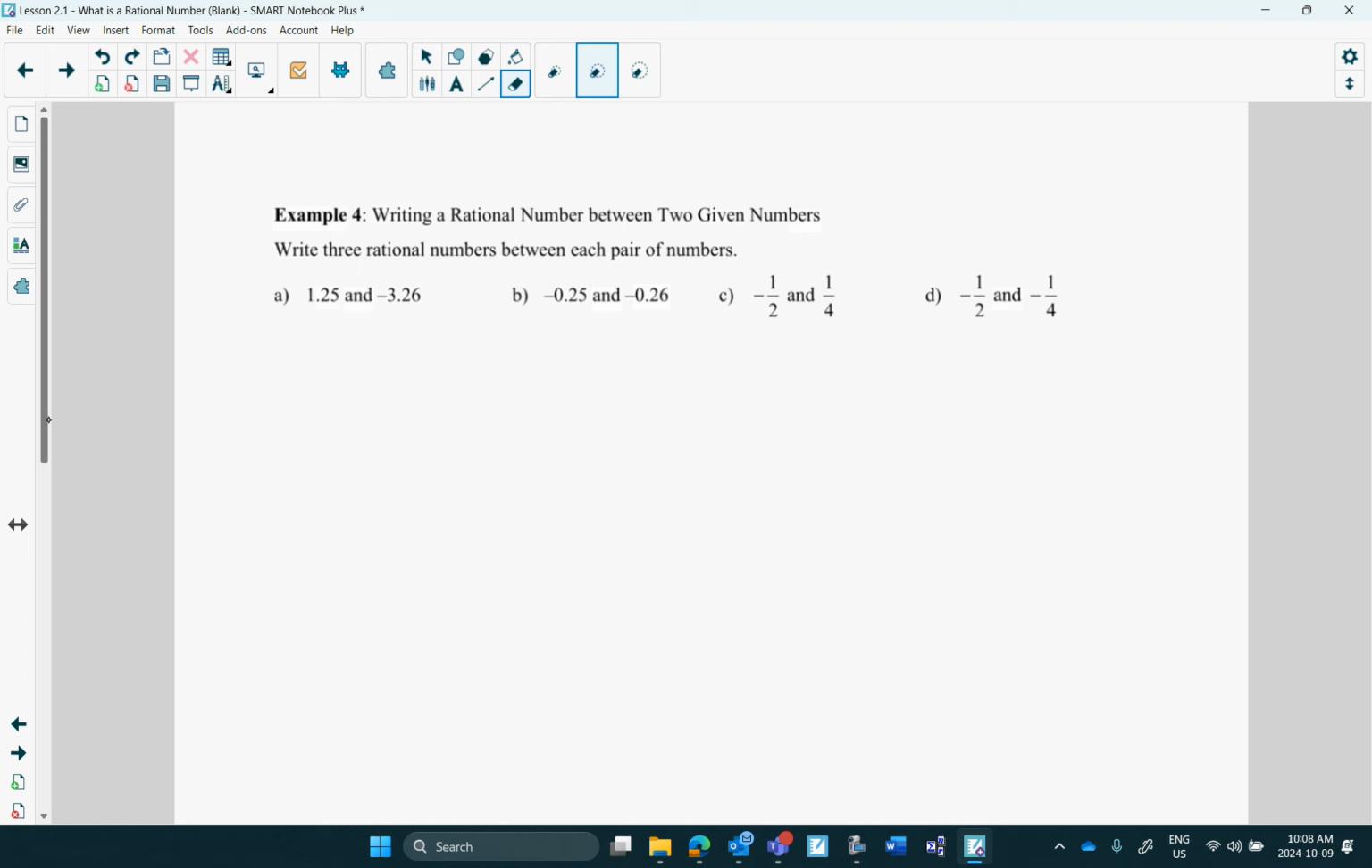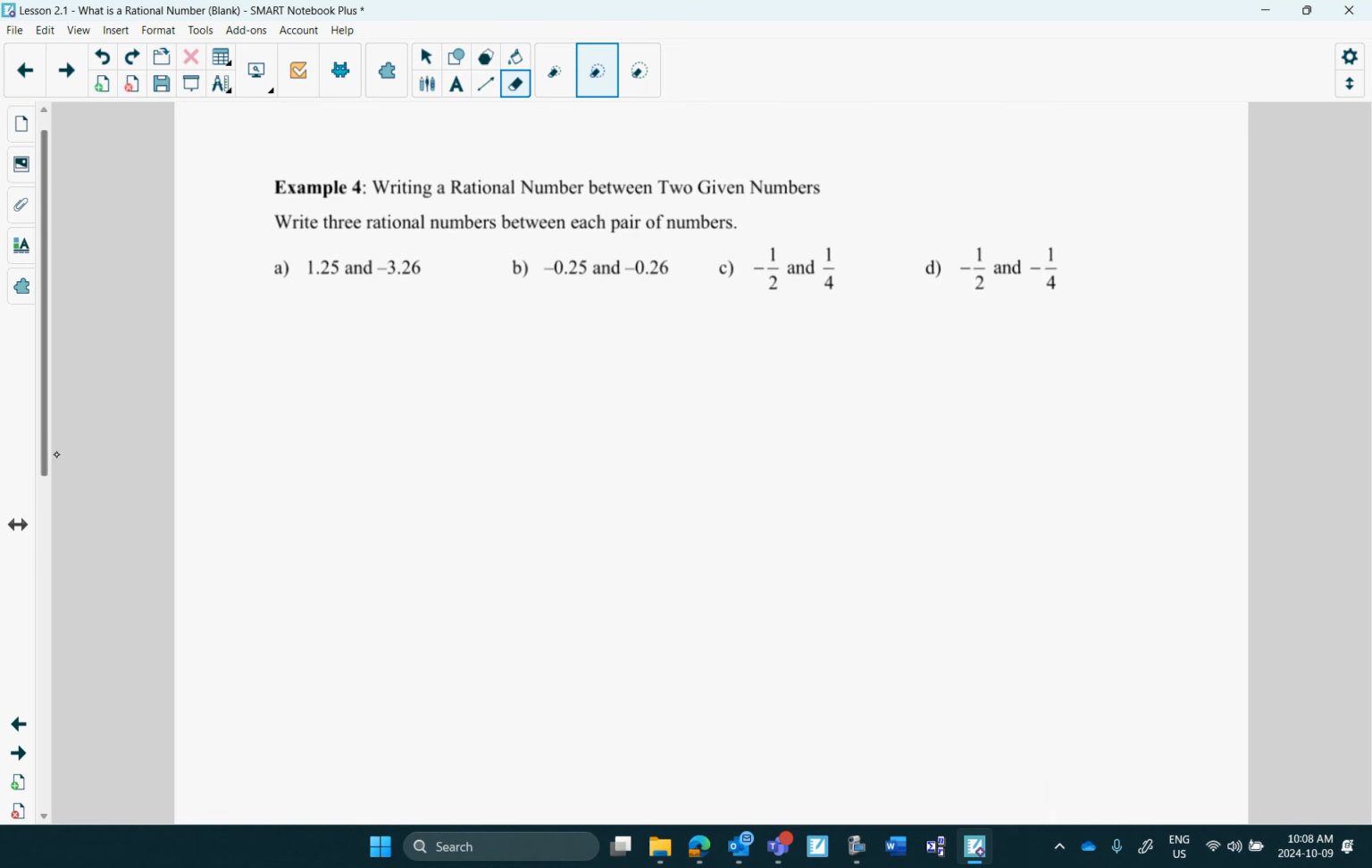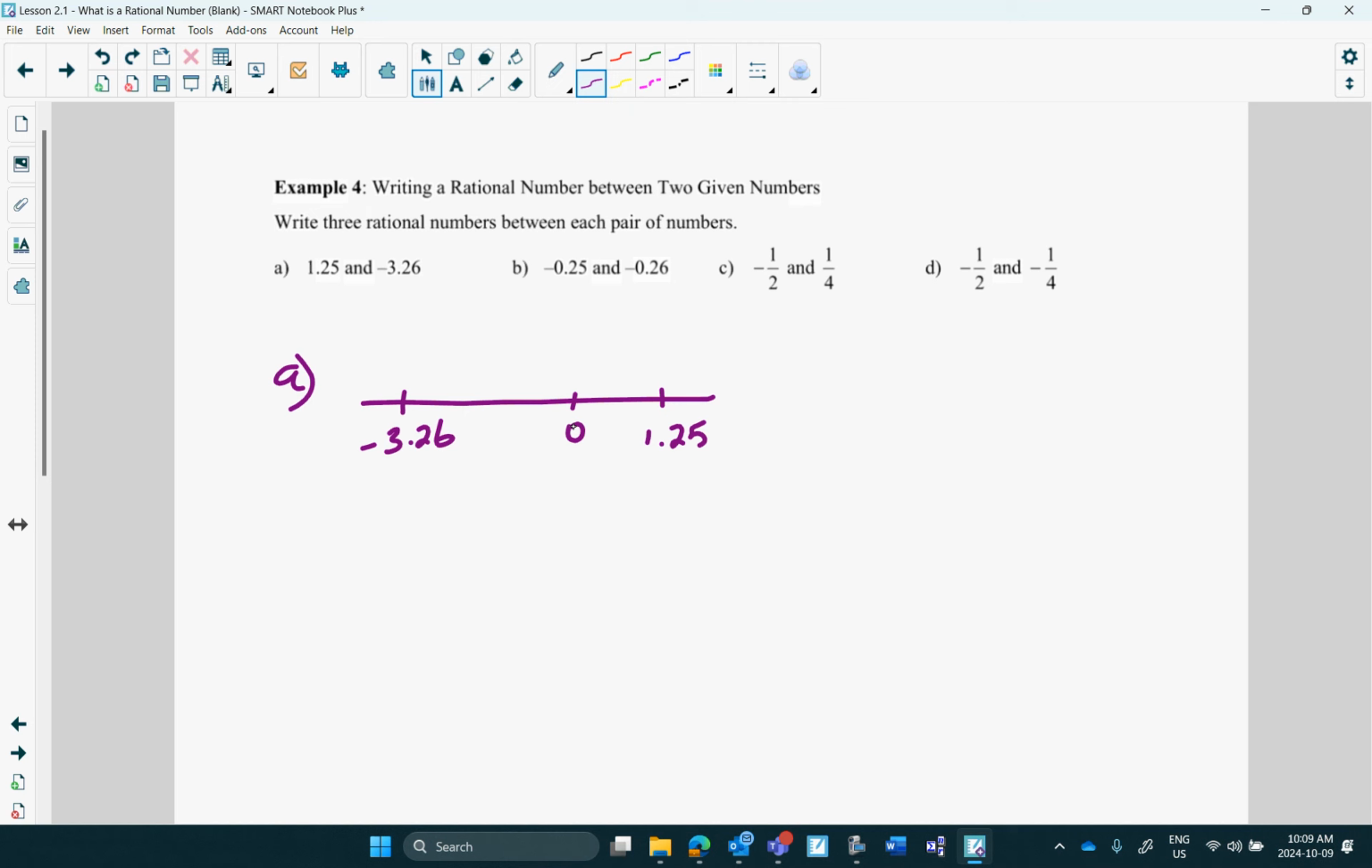Finally, what does that want? Find 3 rational numbers between each pair that you get. Well, this one should be pretty straightforward. You could do a number line to help you and say, okay, negative 3.26 is over here, 1.25 is over here. Obviously, 0 is somewhere in here. I've got to find 3 numbers in between here.